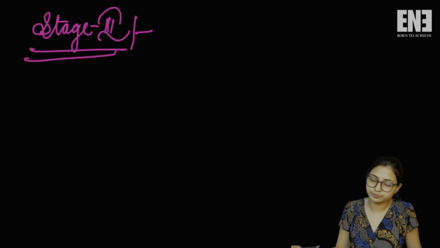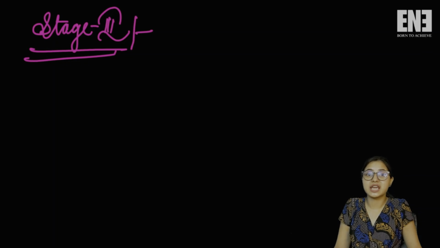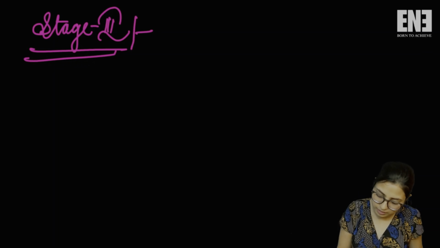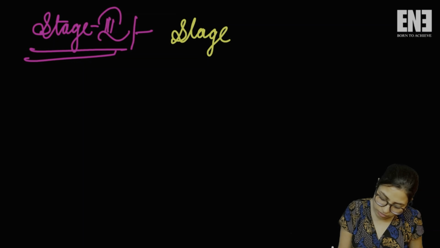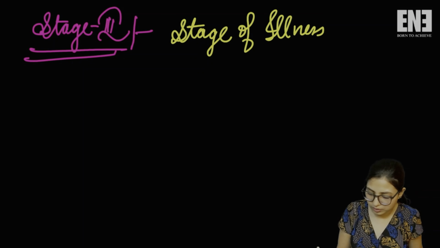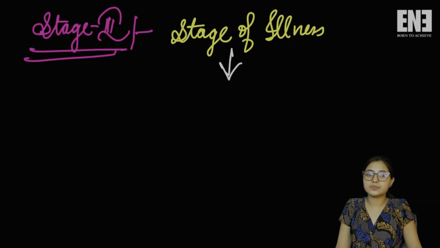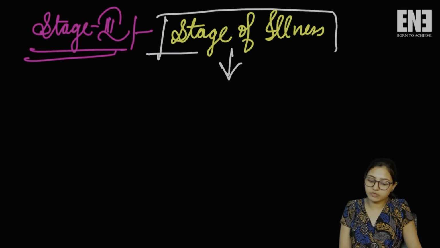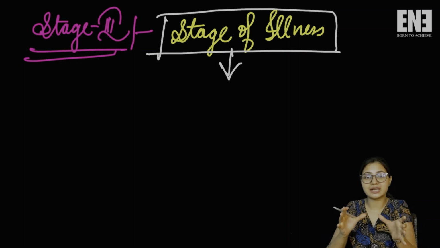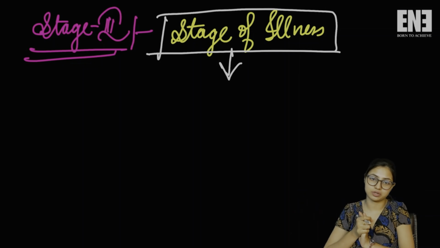Okay, stage 3 is the stage of illness. So what it tells you about the stage of illness means, what you understand by the stage means this is the stage in which the person is at its peak of infection.